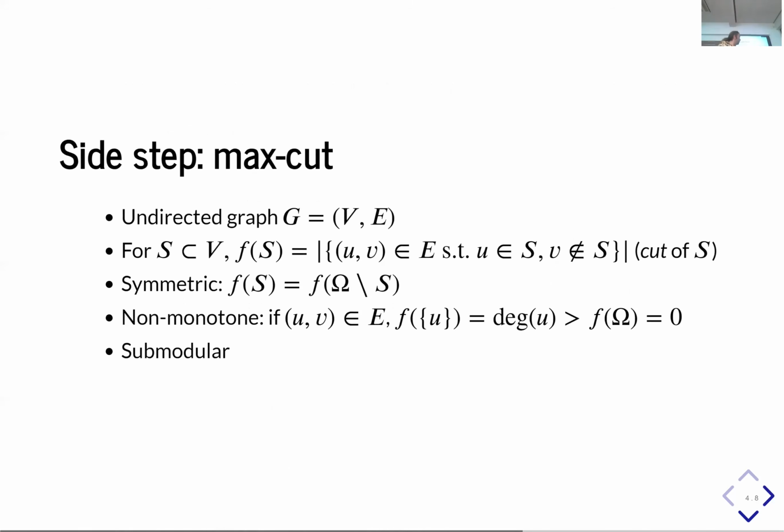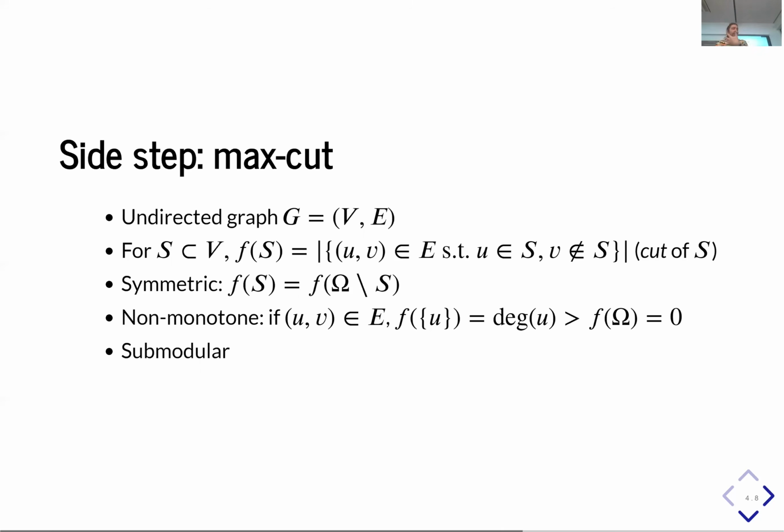Okay, just a little sidestep about the Maxcut problem. It's another problem that interests graph theorists a lot. It's NP-hard, and it's one of the things used in the Louvain clustering algorithms, by the way. You've got an undirected graph, and you want to select a subset such that the edges between that subset and its complementary are as many as possible.